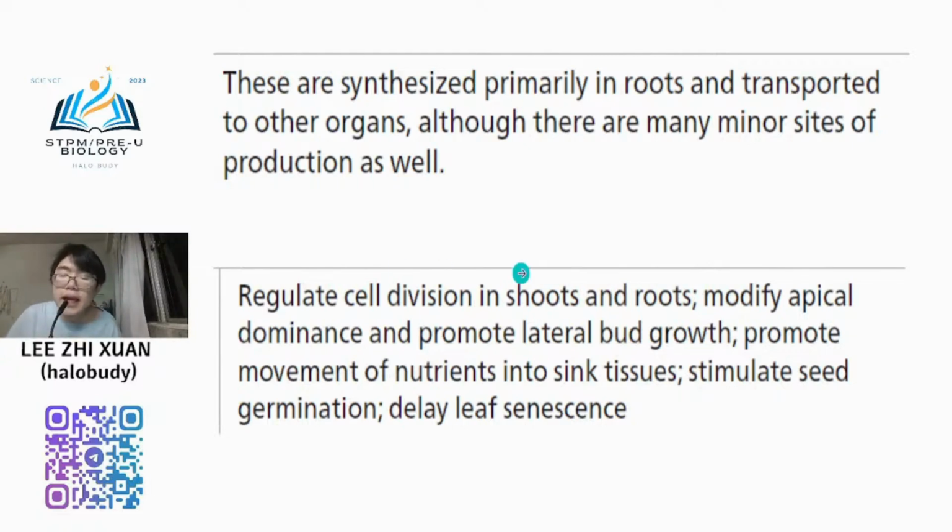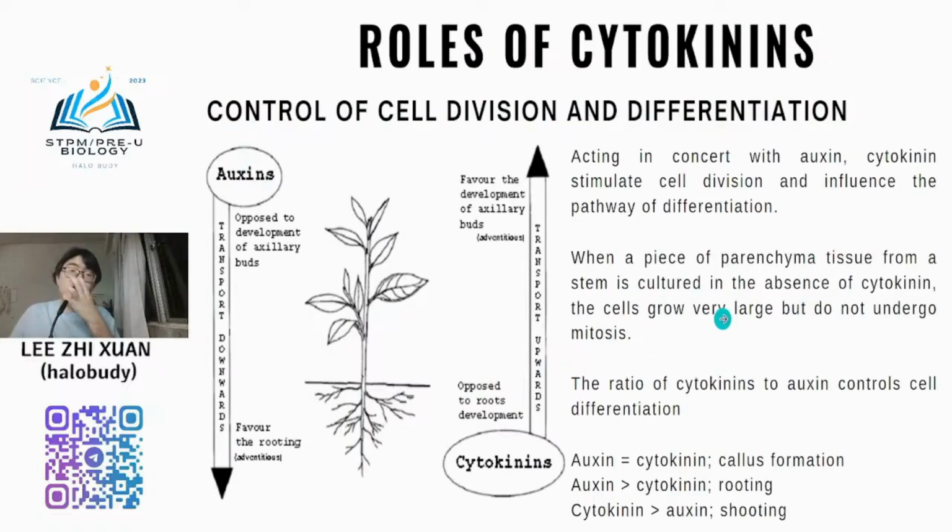Not only that, it will also modify apical dominance, promote lateral bud growth, promote movement of nutrients into sink tissue, stimulate seed germination, and also delay leaf senescence. But mostly we will focus on cell division and also apical dominance. Okay, so these are the roles of cytokinin. It acts as the control of cell division and differentiation process.